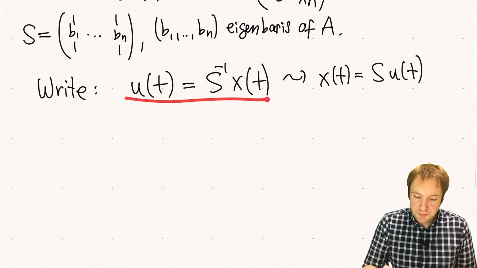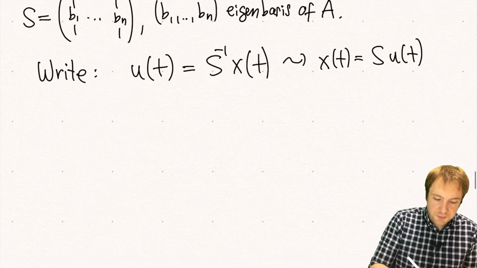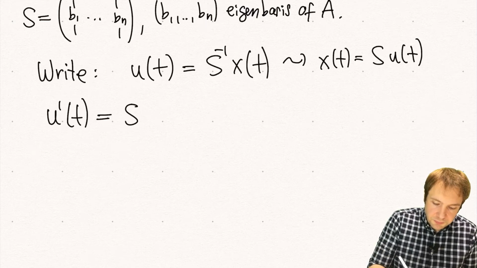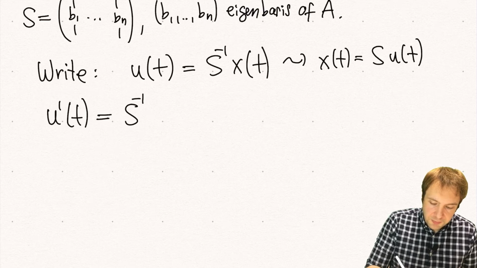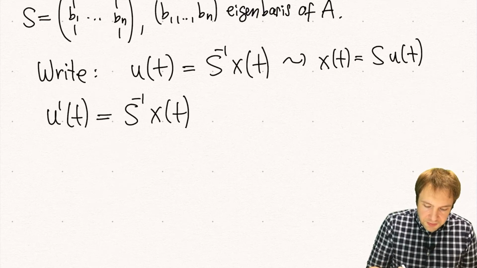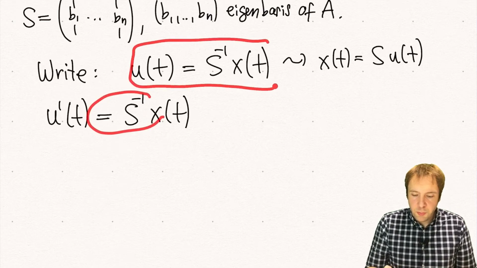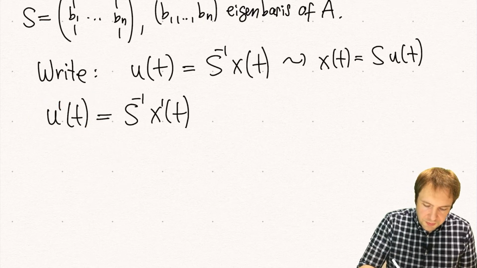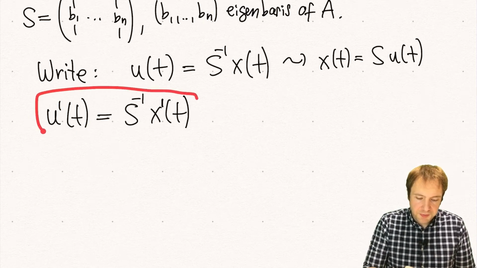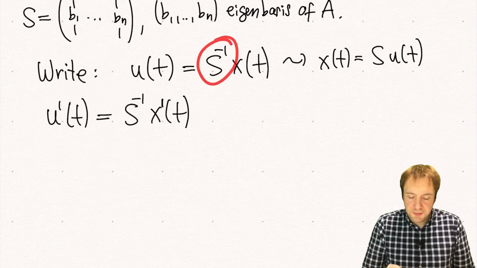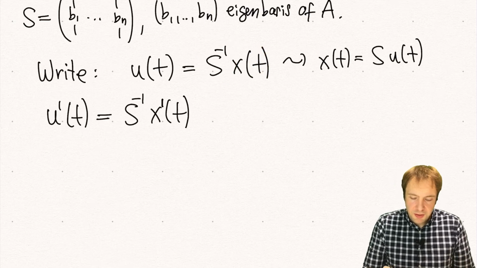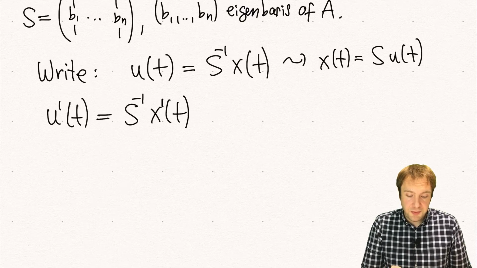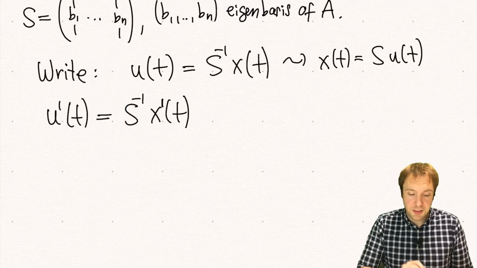So if we define u(t) to be this, what is then u prime of t? Well, by definition, this is S inverse times x of t. And here you need to check that the derivative of u has this relation, where of course here it's x prime now. Why does this hold? Because inside this S there's nothing depending on t. So if you multiply this out and take the derivative with respect to t, you get exactly this multiplication here.